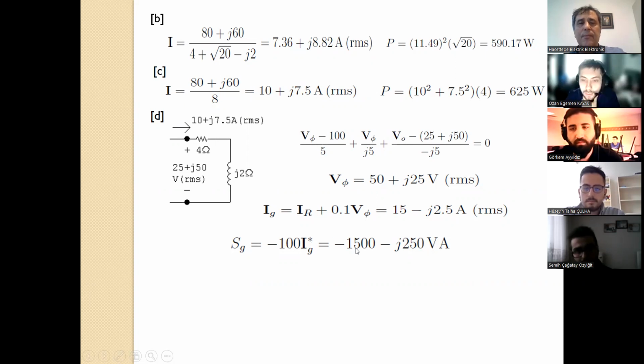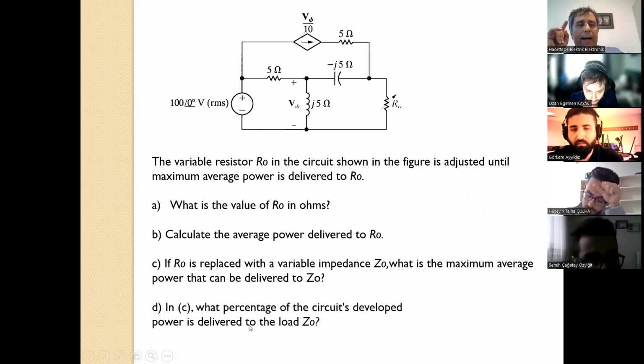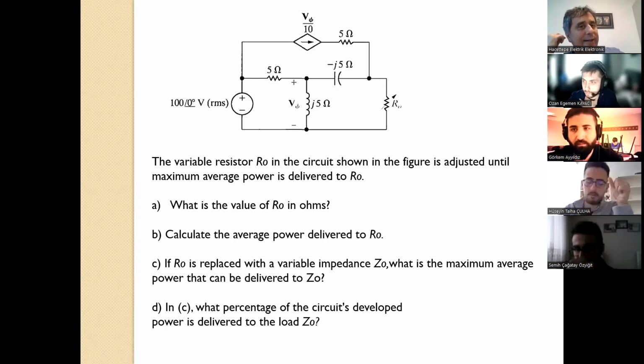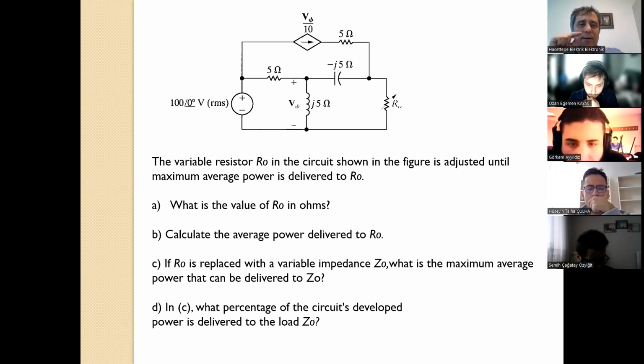Hocam, could you please remind the question's part D? Sure. Devrede load'da tüketilen average power ile devrede üretilen average power'ın oranını soruyor. That's the ratio between generated power by sources and the dissipated power on the load side.